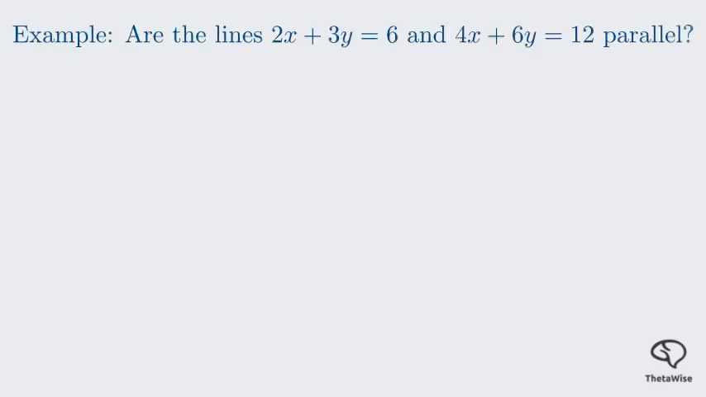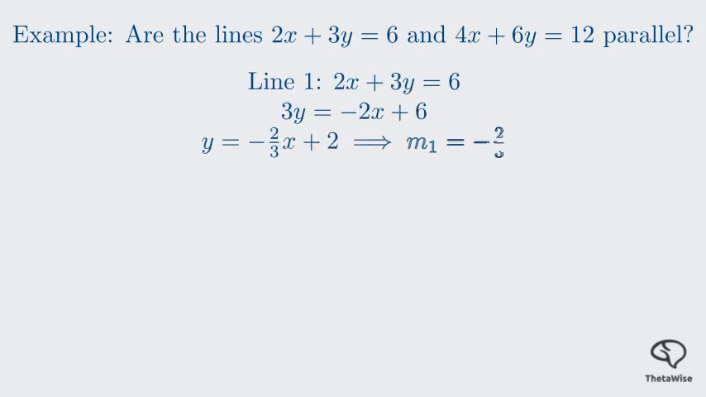Now, let's try a slightly more challenging example. Are the lines 2x plus 3y equals 6 and 4x plus 6y equals 12 parallel? These equations are in standard form, ax plus by equals c. To find the slope, we need to convert them to slope-intercept form by solving for y. For the first equation, we subtract 2x from both sides to get 3y equals negative 2x plus 6. Then, we divide by 3 to get y equals negative 2/3 x plus 2. The slope is negative 2/3.